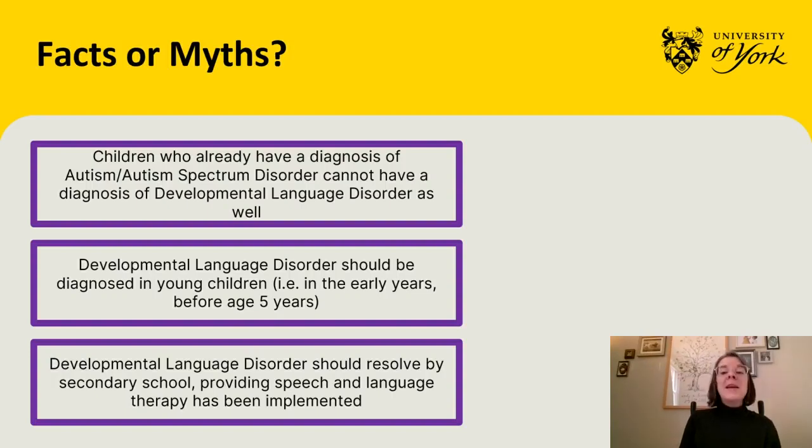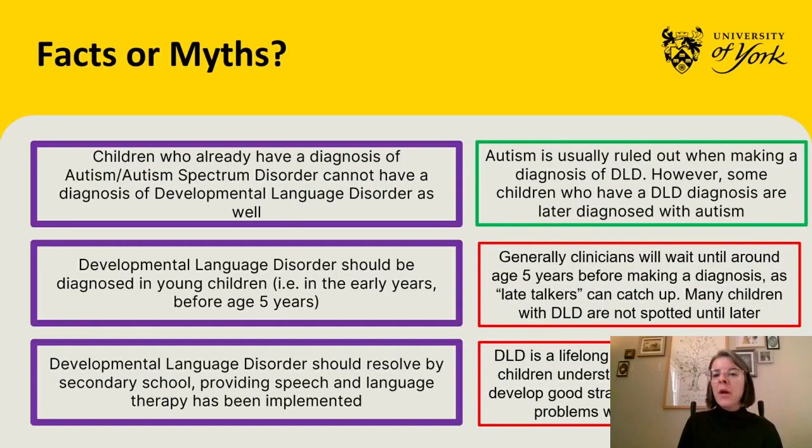So yes, autism is usually ruled out when making a diagnosis of DLD. So we know for autistic children and young people, language ability really varies. Some children with autism will have some language problems too. Others will have very good language. If there was already a diagnosis of autism present, that would be considered a reason why the language problems may have arisen. So that would rule out DLD.